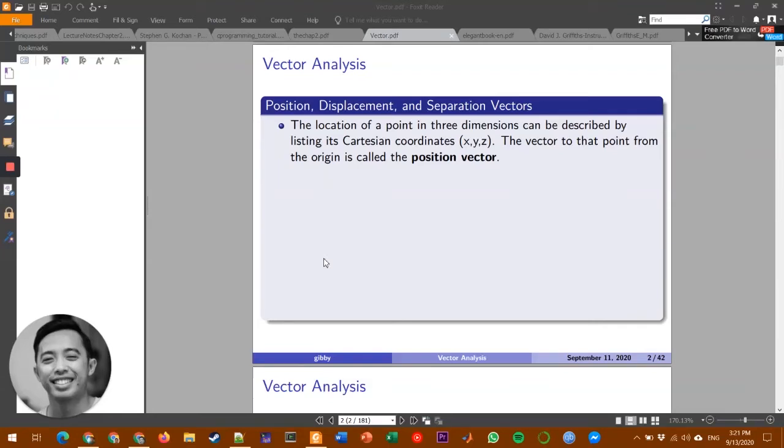Okay, good day, class. We'll continue with our discussion in this course, Electromagnetism. But before that, we'll have a short review on vector analysis, specifically on the position, displacement, and the separation vectors.